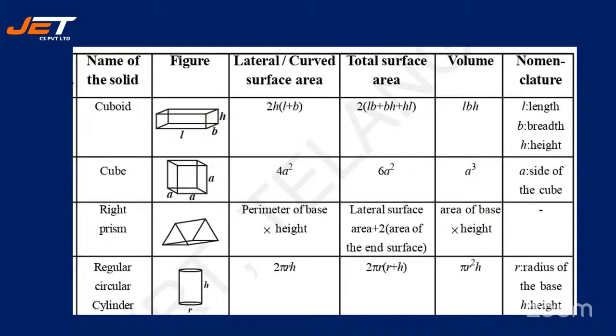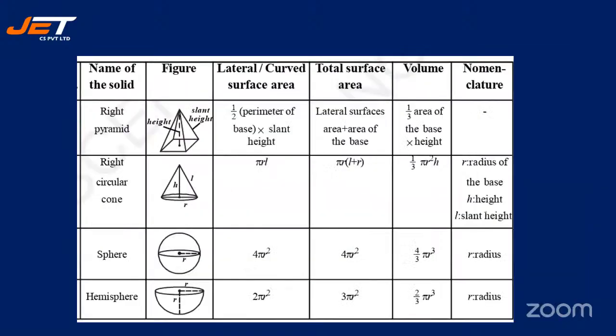And the regular circular cylinder, you can see the cylinder figure here. What is the lateral surface area or the curved surface area? It is 2 pi r h. What is the total surface area? It is 2 pi r into (r plus h). And the volume is pi r squared h. What is r? r is the radius of the base and h is the height. So hope you all would have noted down these formulas, students. Now see the next one.